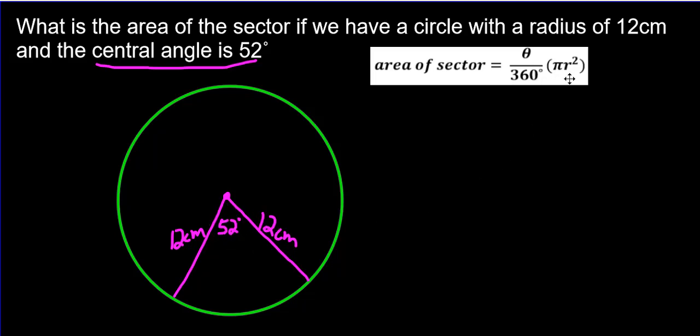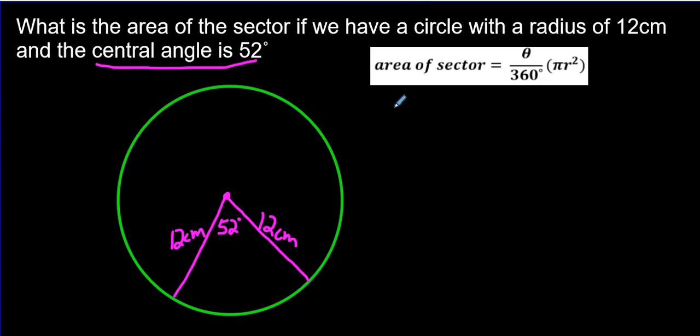So in other words, we find the area of the circle, and that's the formula for area of a circle, if you recall, pi r squared. So 3.14 times 12 times 12. Then you're taking what percent of that circle is this 52 degrees. Well, 52 divided by 360 will give us the percent. We just multiply that by pi r squared and we're good to go. So let's do that right now.